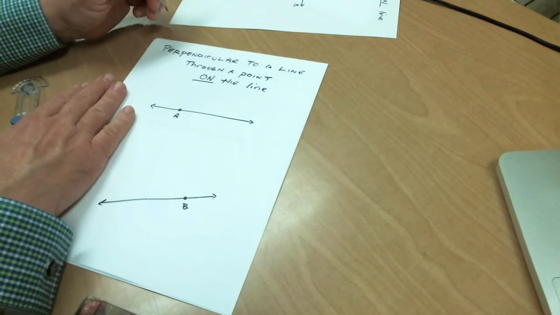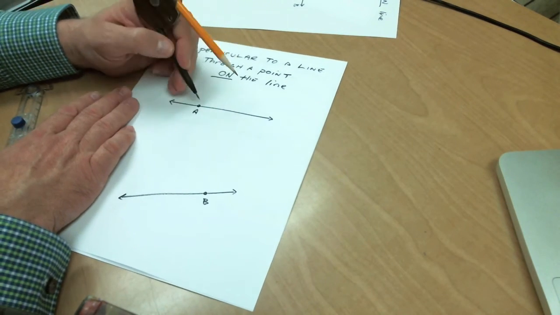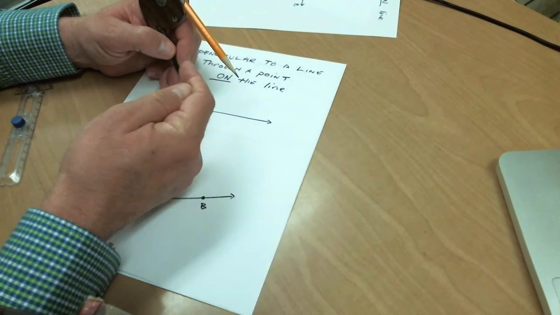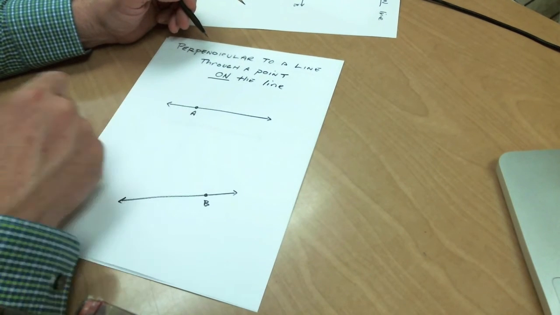Okay, so perpendicular to a line through a point on the line. As you can see, this construction is going to only have one step in difference than the construction you just did in the past, where you bisected a segment. The problem is I don't have a segment.